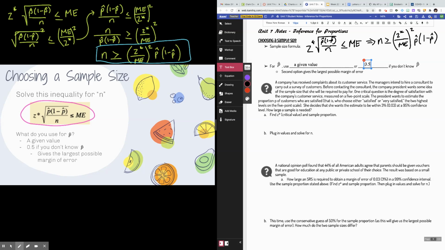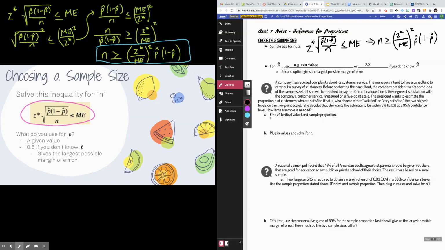So what this company is trying to figure out is they want to estimate the proportion of customers who are satisfied with their customer service. Okay, she wants a 3% margin of error. So my margin of error is 0.03 at a 95% confidence interval. So the question is, how big of a sample do I need?